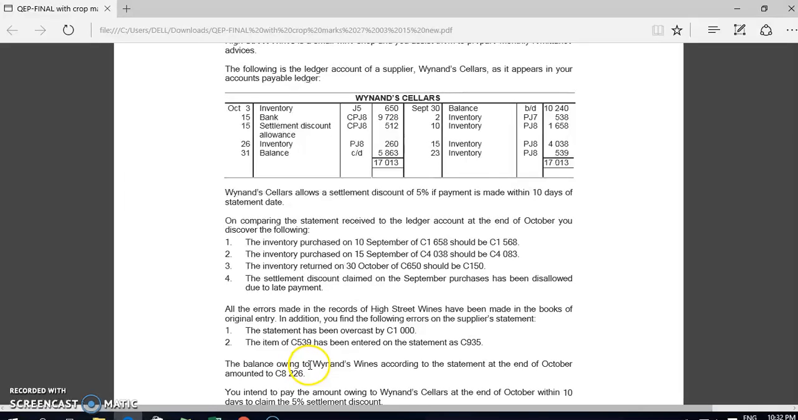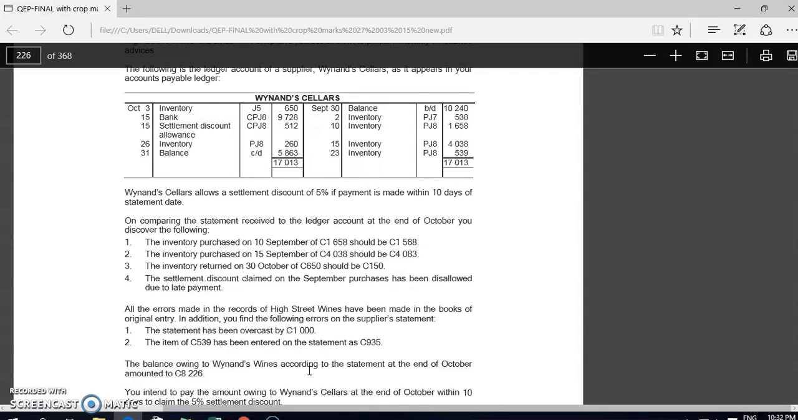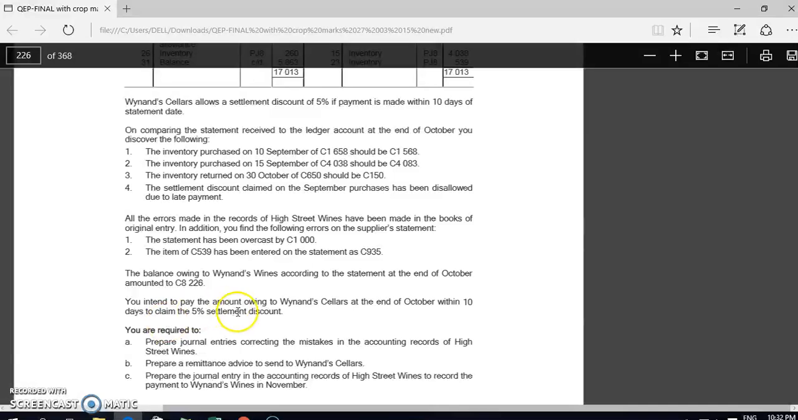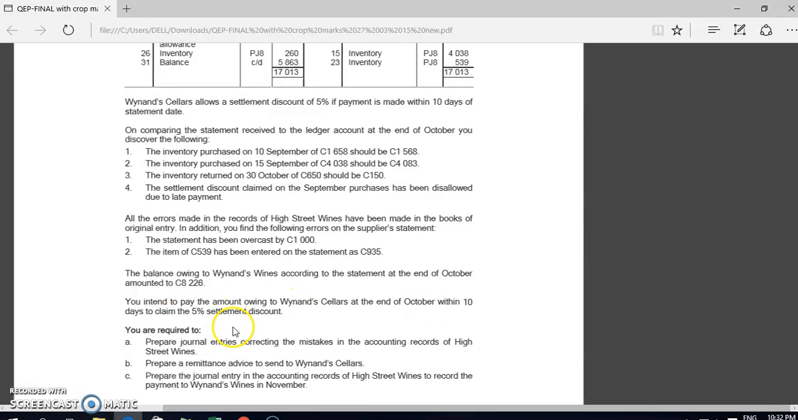Then they say the balance owing on Finance Sellers according to the statement at the end of October. So that's my balance that we have to start with. And then it says that you intend to pay the amount owing to Finance Sellers at the end of October within the 10 days, once again to try and claim the settlement discount. So now what we have to do is we have to prepare the account.